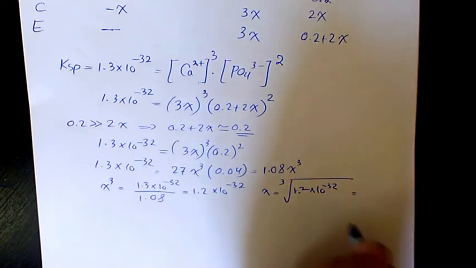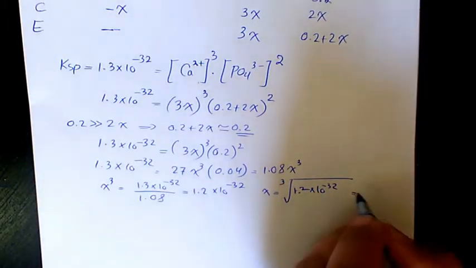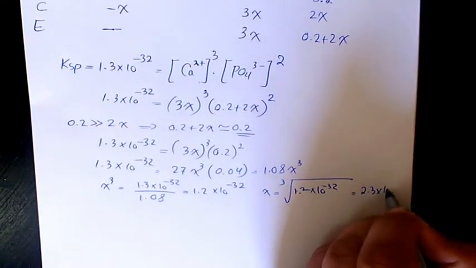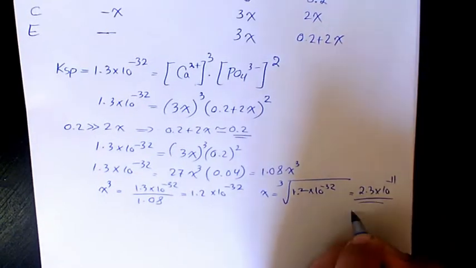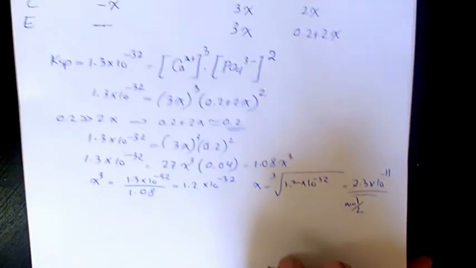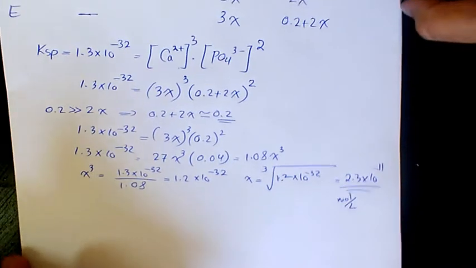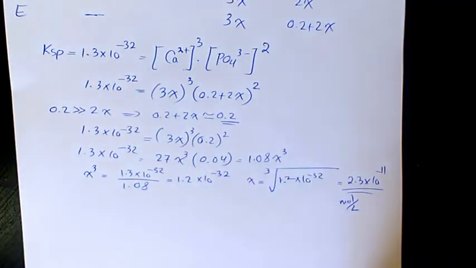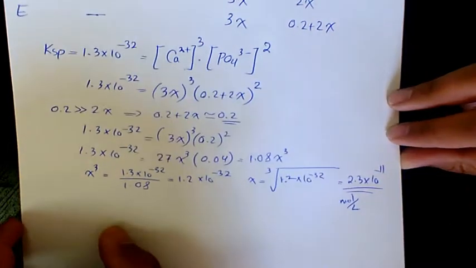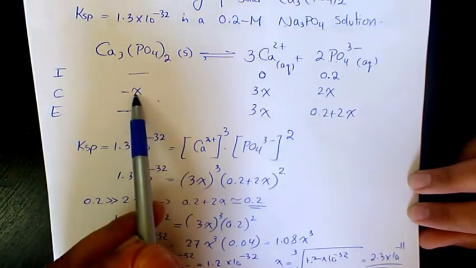the value will be 2.3 times 10 to the power of negative 11 mole per liter. So that's going to be the solubility. That's the value of x, the solubility of calcium phosphate.